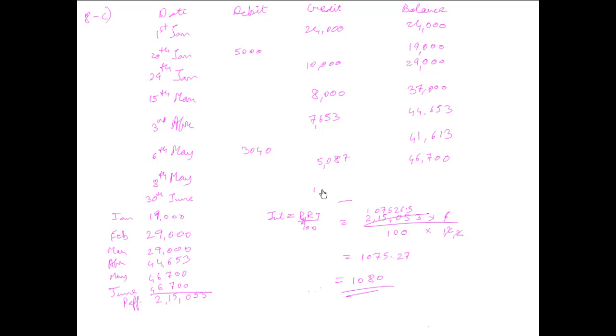So that'll come in here as credit, 1080, which would make the balance column 47,780. That's your interest. They've asked us to write the date and the balance column in your answer booklet. So they would expect interest over here and the balance over here. That is what you will be rated for.